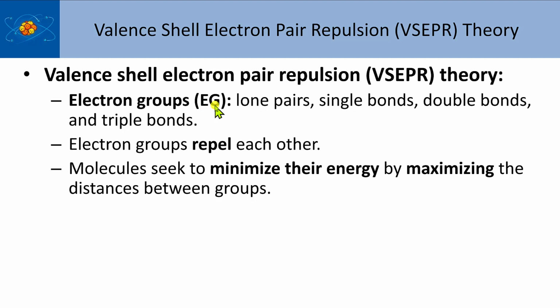An electron group is any grouping of electrons that are pointed in one direction or on one side of the atom. These include lone pairs, single bonds, double bonds, and triple bonds. Because these are all electron groups, they repel each other, and their goal in life is to get as far away from the other groups as possible. By maximizing the distance between the groups, they minimize the molecule's energy. So the whole idea of VSEPR theory is maximizing electron group distances to get lower energy.